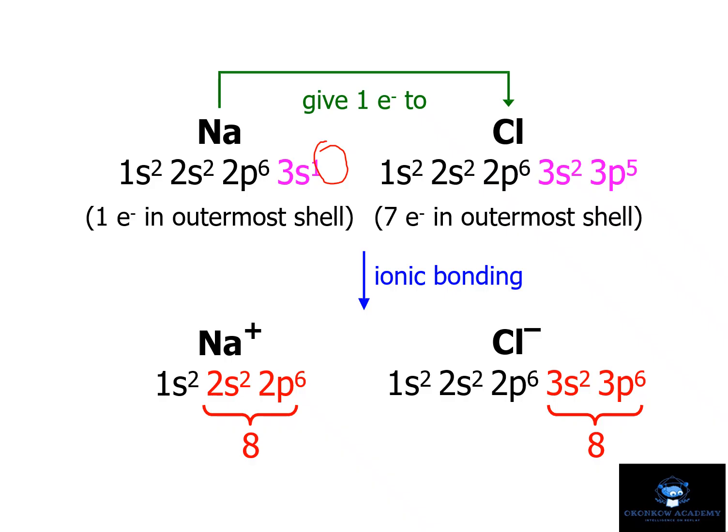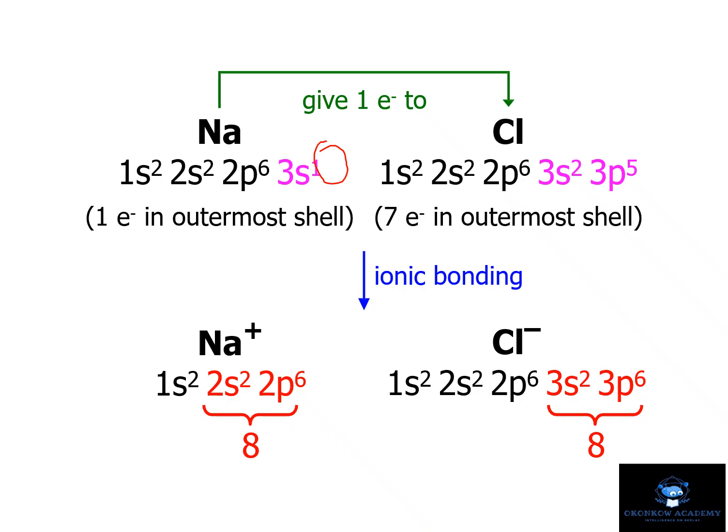It wants to get rid of it. Then chlorine has 7 electrons in its outermost shell. It needs just one more to complete its octet. So sodium donates its electron to chlorine.